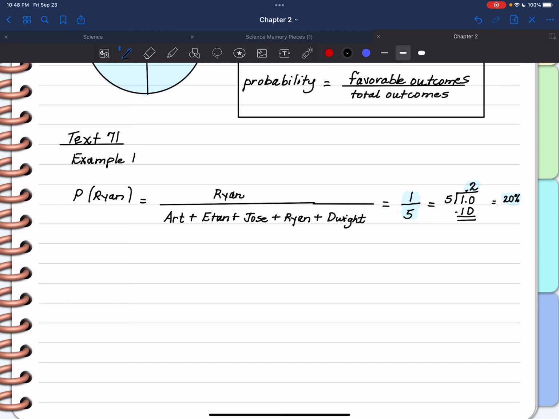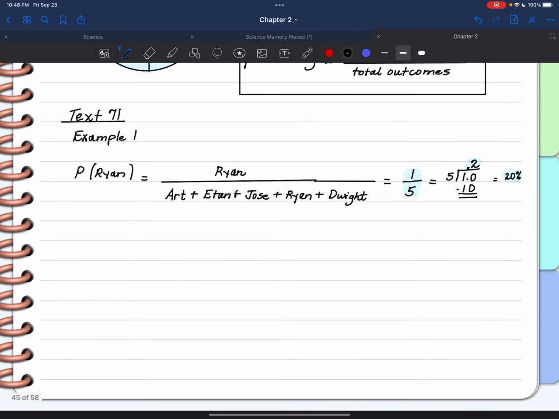I also want to tell you about the complement of an event. And so let me explain that. Let me just add this question. What is the complement of a 20% probability? Now that sounds big and scary, but bear with me here.